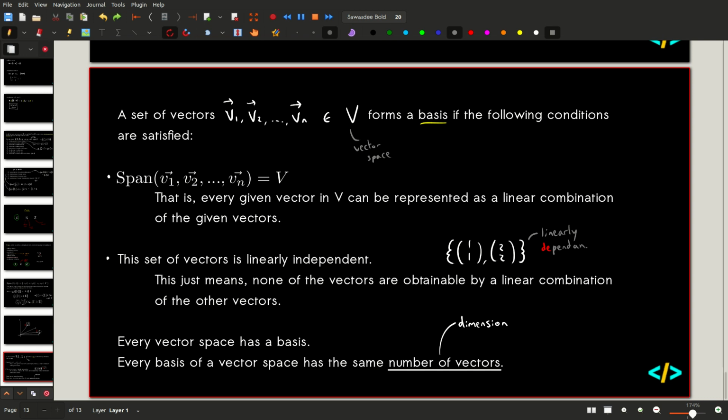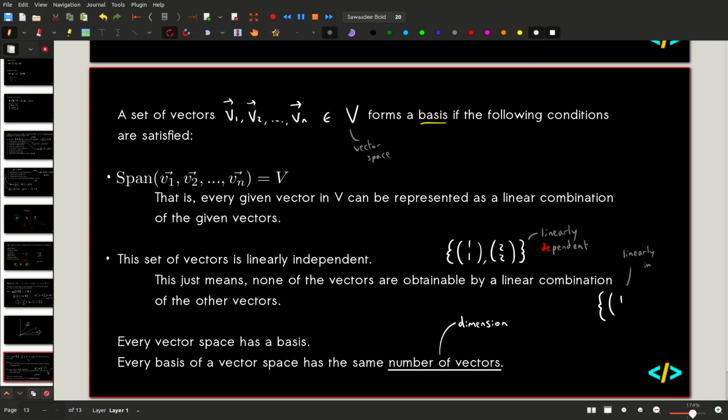Yeah, exactly. One is a multiple of the other. So whether this vector is here or not, the span of (1, 1) and (2, 2) equals the span of (1, 1). We don't need one of them. It's useless. Whereas, can anyone tell me two linearly independent vectors? (1, 1) and (2, 3).